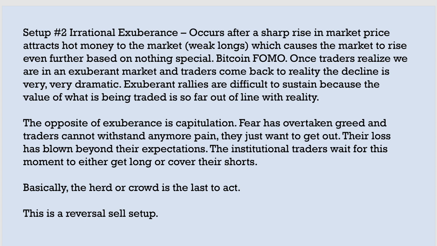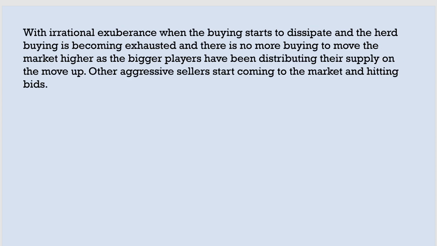And the institutional traders wait for this moment to either go long or cover their shorts, because obviously institutional traders oftentimes are the ones that are on the other side of the retail traders. Basically, the herd or the crowd is the last to act, right? This is a reversal setup. So with irrational exuberance, when the buying starts to dissipate and the herd buying becomes exhausted, there's no more buying to move the markets higher, as the bigger players have been distributing their supply on the move up, right? Other aggressive sellers start coming into the market and hitting bids.